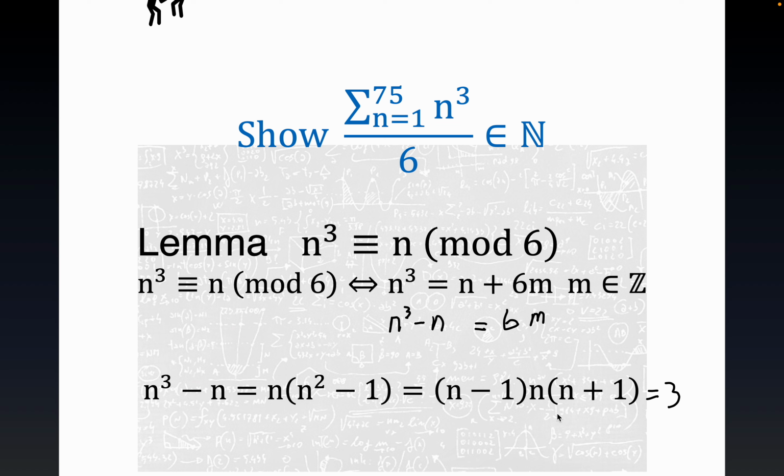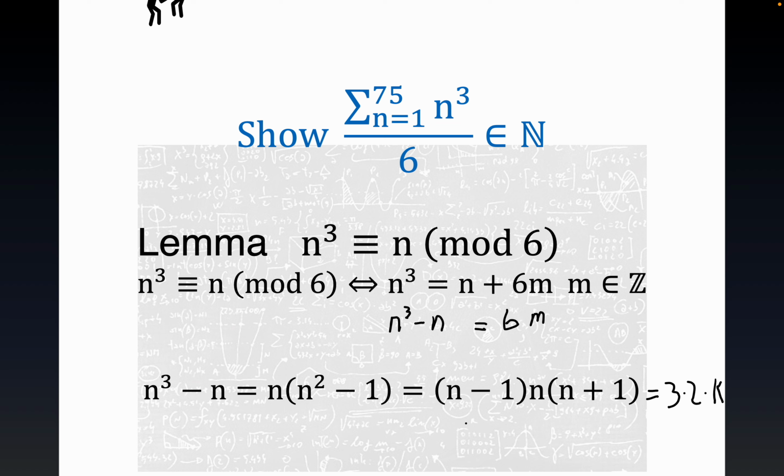times, now also the product of 2 consecutive integers is in there, n times n plus 1 or n minus 1 times n. One of these has to be even, right? So we have 3 times 2 times some k. So you see that proves it.